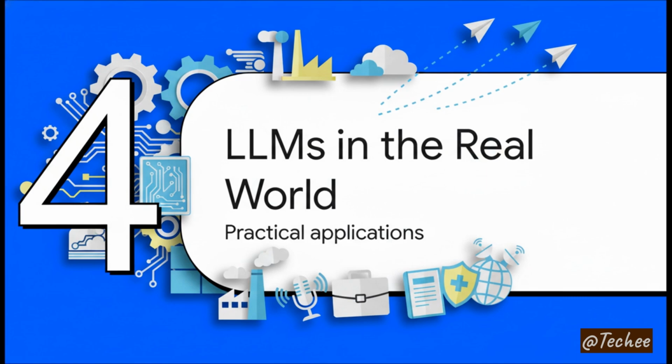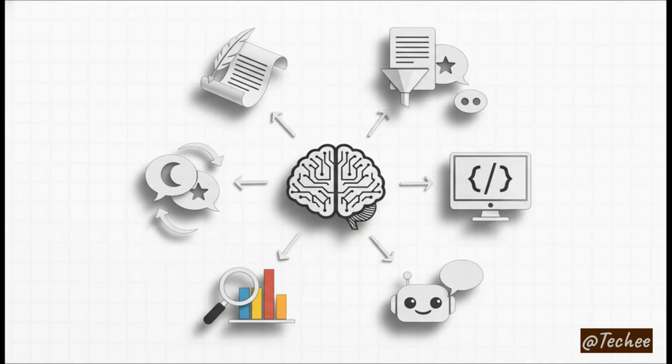Let's take a look at some of the real-world applications that are already shaking up industries. The versatility is just incredible. For text generation, they're drafting everything from marketing emails to full-on creative stories. With summarization, they can take a 100-page report and boil it down to a few key bullet points. They're breaking down barriers with super advanced language translation. For coders, they're becoming essential tools for writing and debugging code. They can even analyze complex datasets and spot trends.